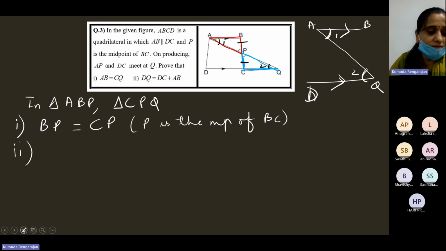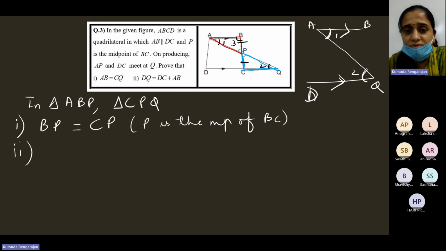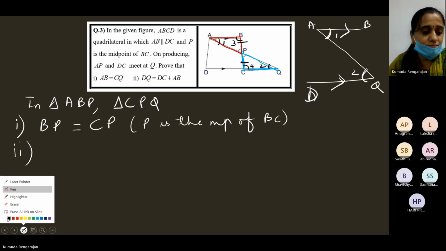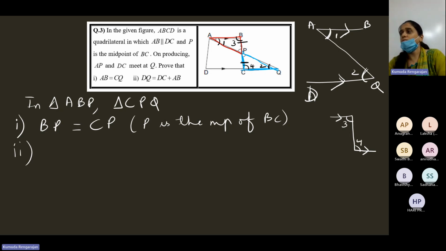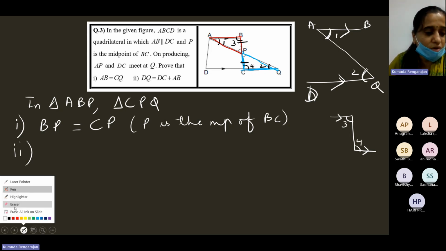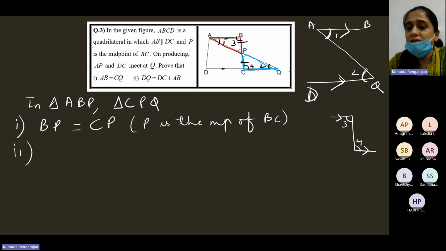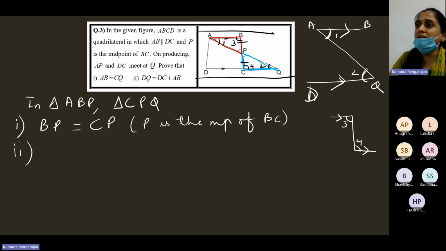You can also mark this angle, this one 3 and 4. See here, parallel line, transversal, parallel line. This angle and this angle are also equal because these two are parallel. Alternate angles are equal. Angle 3 is equal to angle 4. See here, the opposite sides are parallel. This full thing, these two opposite sides are parallel.